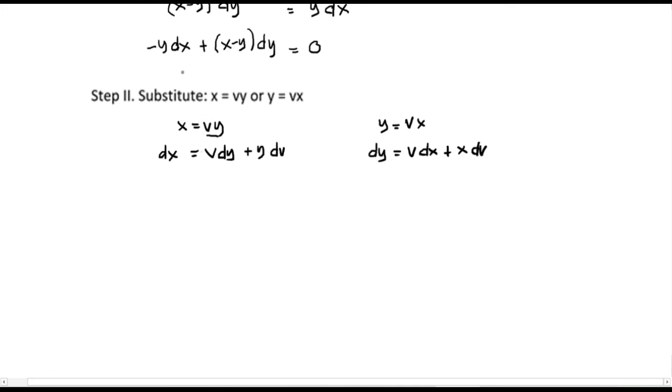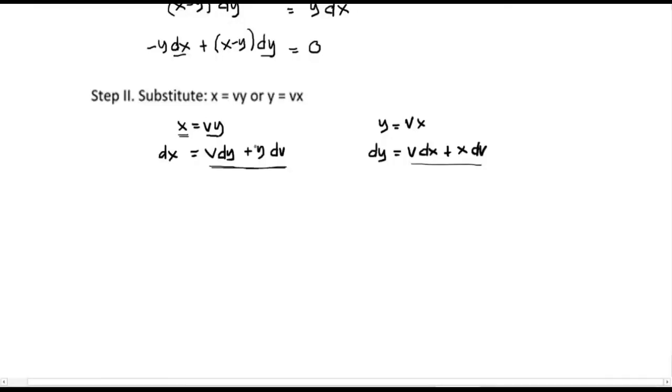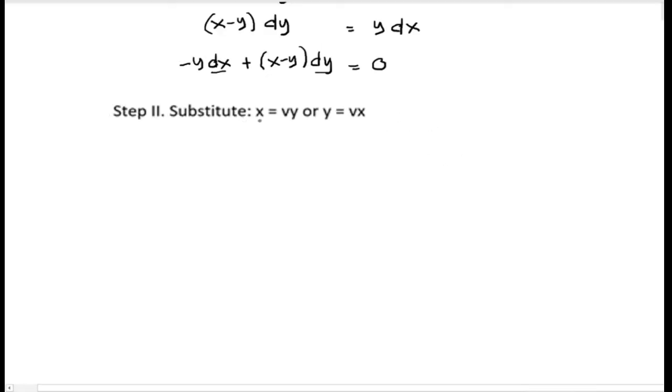As noticed, if you are going to substitute dx with this v dy plus y dv, you have y multiplied by a binomial. But if you substitute dy, the dy will become the binomial v dx plus x dv multiplied by this binomial. So between the two, it is better to use x is equal to vy. So we are not going to use here y is equal to vx. We're now going to substitute x is equal to vy in our equation.